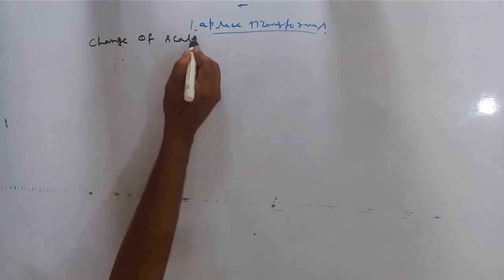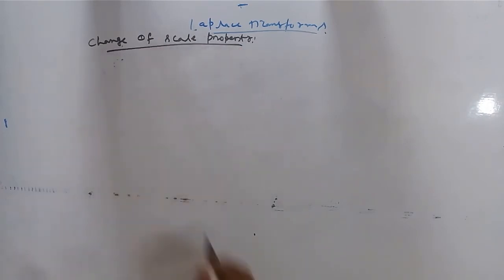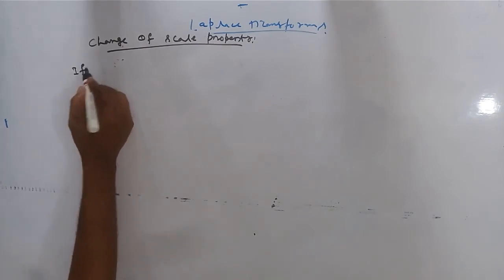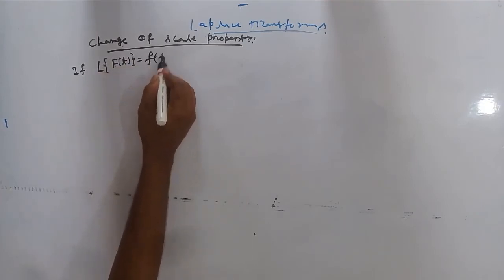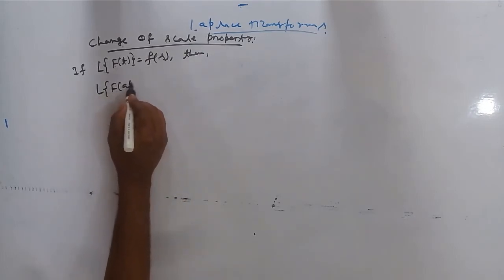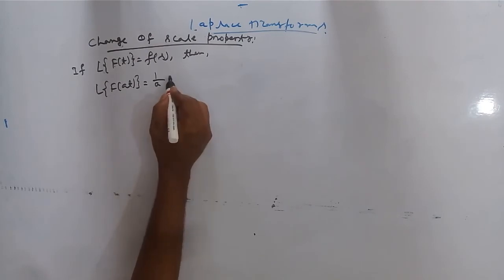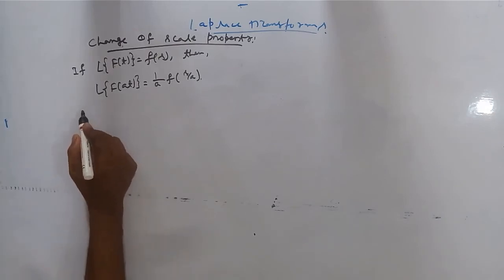Change of scale property. This property is also very important. The statement of this property is: if L of f(t) equals F(s), then L of f(at) will be 1 by a F(s by a). Okay, so this is called the change of scale property.